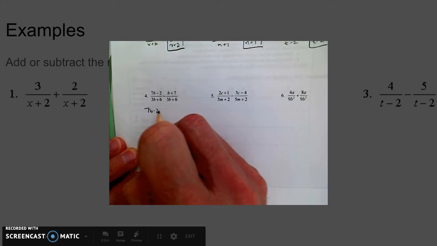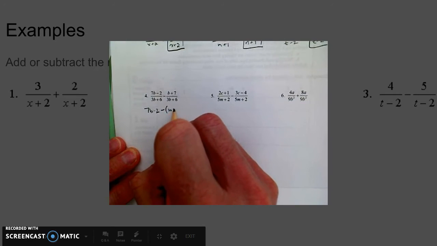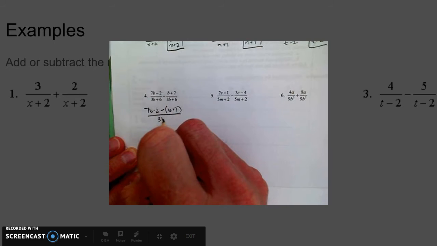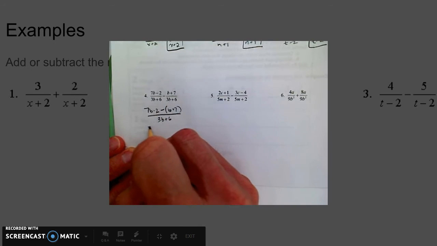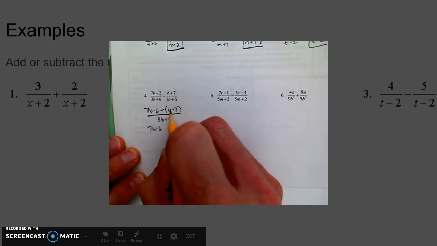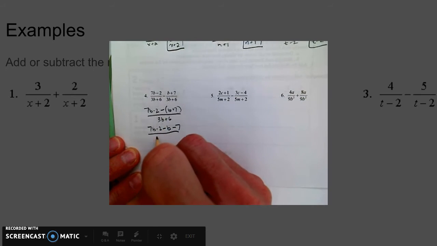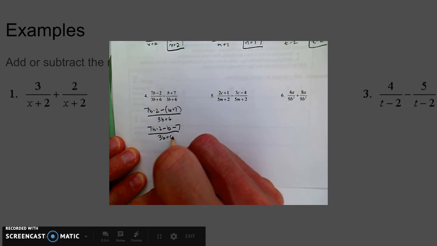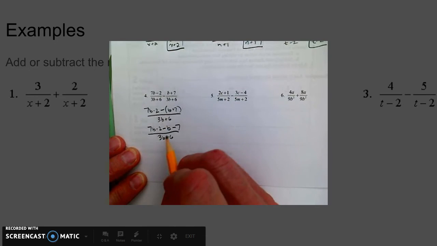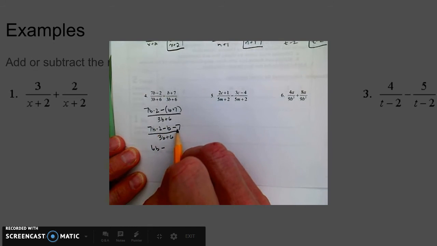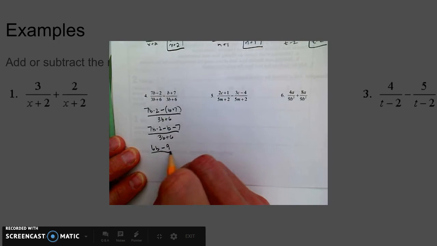7b minus 2 minus b plus 7, and then the denominator 3b plus 6. So 7b minus 2 minus b minus 7 over 3b plus 6. Now let's combine our like terms. 7b minus 1b, that's 6b. Negative 2 minus 7, that's minus 9.